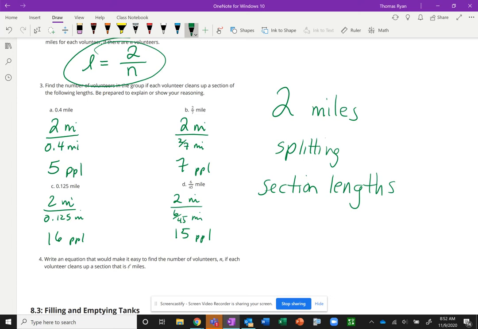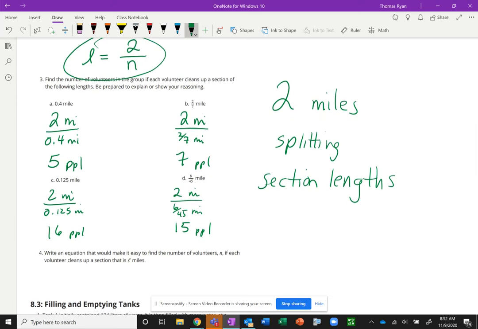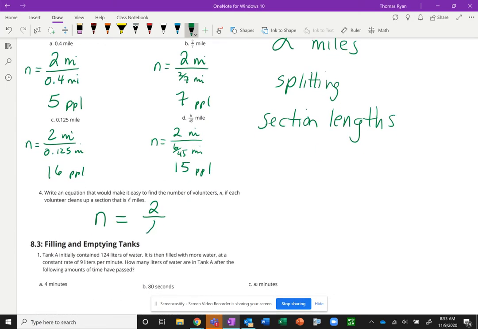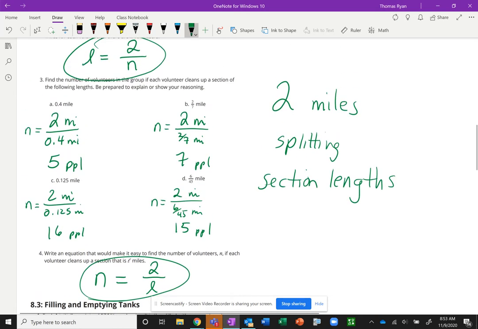So part 4 is very similar to part 2. It says write an equation that would make it easy to find the number of volunteers. So we want to find the number of volunteers. But that's what we were doing. To find the number of volunteers, we were taking the 2 miles and cutting it into each of those sections. And if we divided it by the length of the section, it should tell us how many people. So we took 2 miles divided by the length of the sections.